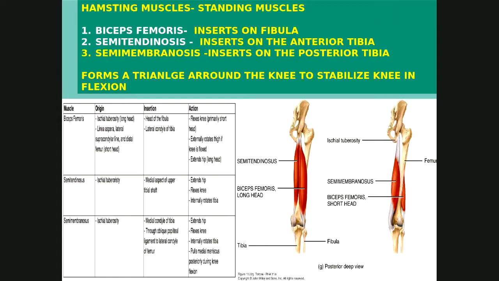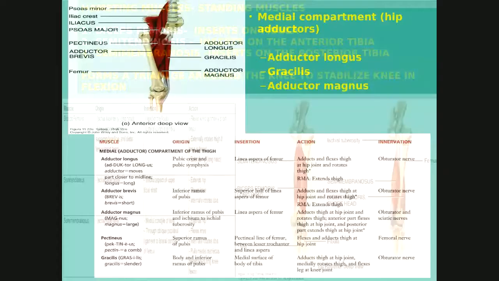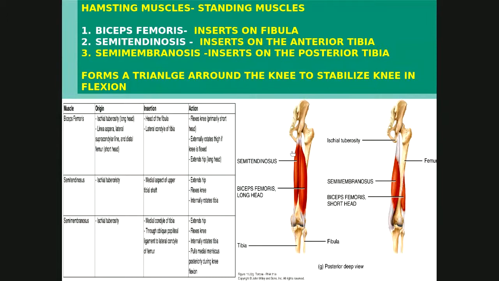Let's look at these in more detail. The hamstring muscles we consider our standing muscles. The biceps femoris, they're all going to originate along the ischial tuberosity of the ischium. The biceps femoris is going to insert on the fibula because remember it is located laterally. The semimembranosus also originates on the ischial tuberosity, but the semimembranosus, which is medial and underneath, is going to insert on the posterior tibia, and the semitendinosus sits on top of the semimembranosus, originates along the ischial tuberosity and inserts into the anterior tibia. These insertions form a triangle around the knee joint, which assists in stabilizing this knee joint, especially in flexion. The nerve to this group is the sciatic nerve.